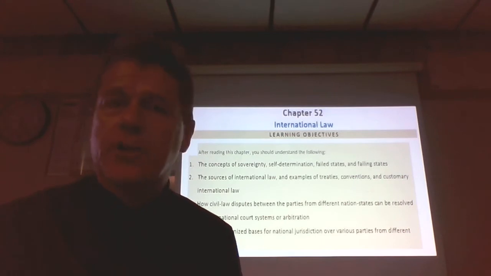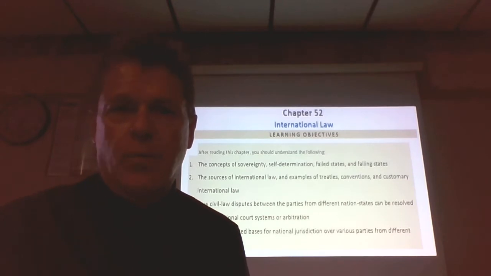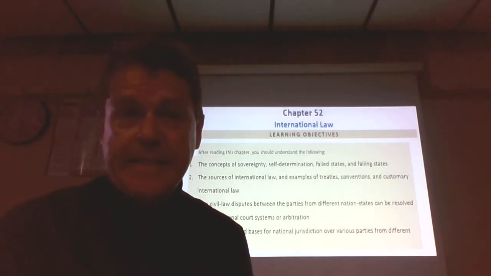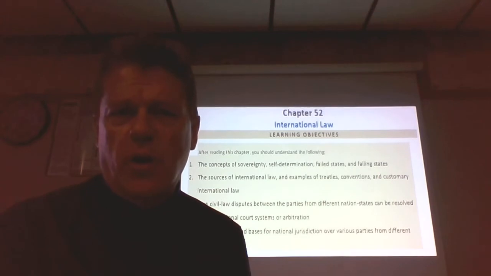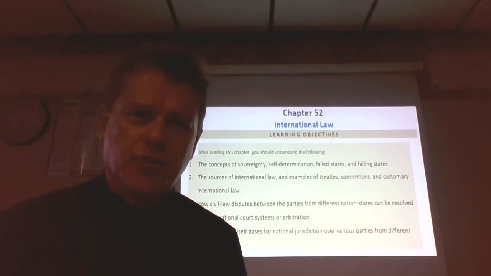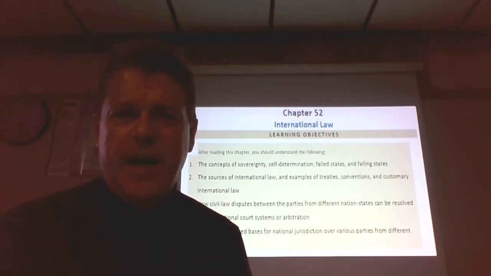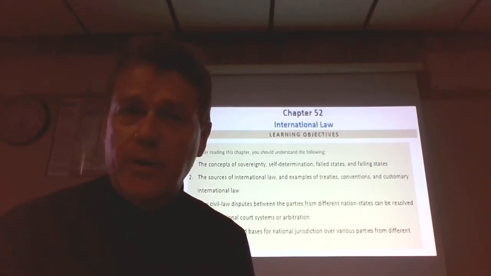Today we're going to be looking at Chapter 52, which involves international law. Some of the overall learning objectives that we're going to be examining in this chapter include understanding concepts of sovereignty, self-determination, failed states, and failing states. We're also going to be looking at the sources of international law in more detail, so I'll talk about some treaties and conventions as they pertain to how countries interact with each other in the global community.